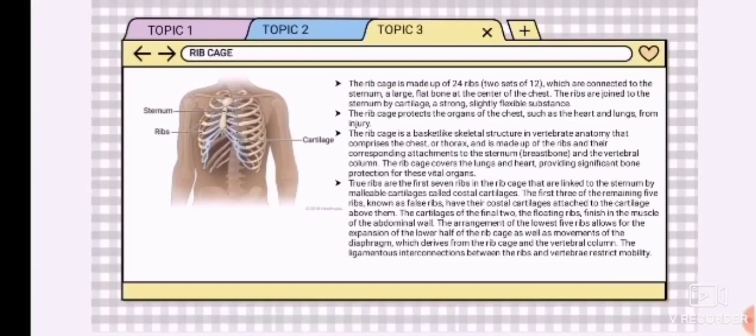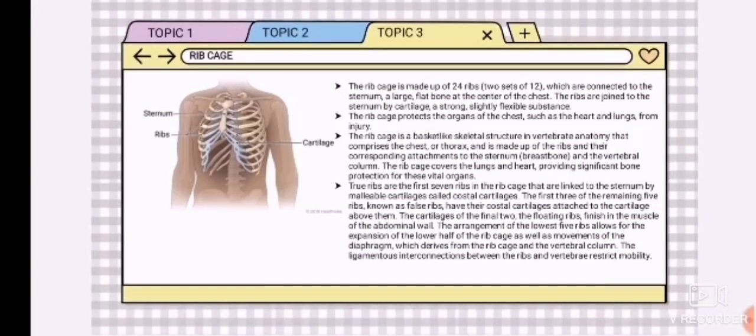The rib cage is made up of 24 ribs, 2 sets of 12, which are connected to the sternum, a large, flat bone at the center of the chest. The ribs are joined to the sternum by cartilage, a strong, slightly flexible substance. The rib cage protects the organs of the chest, such as the heart and lungs, from injury.